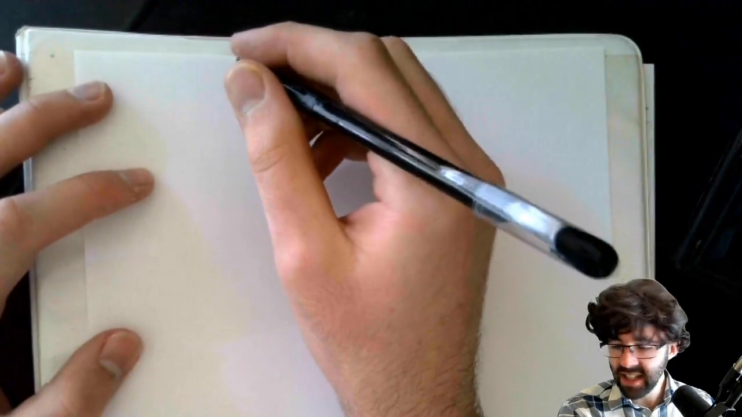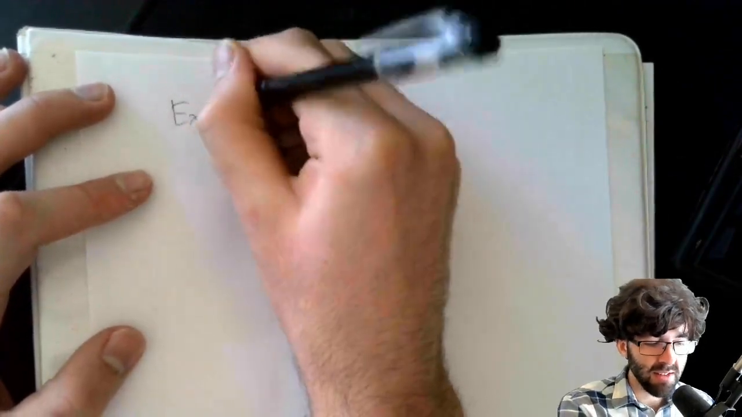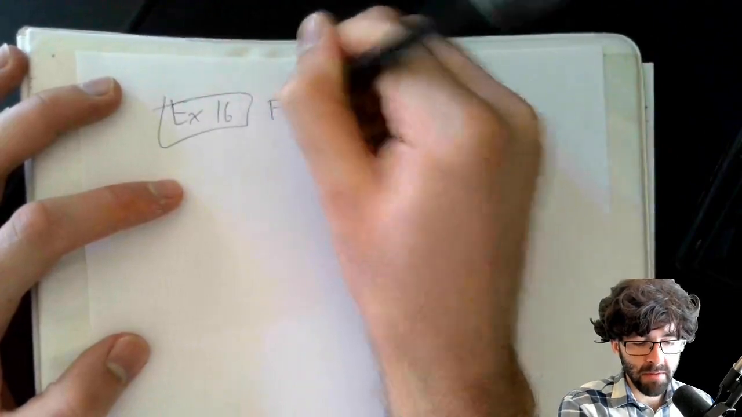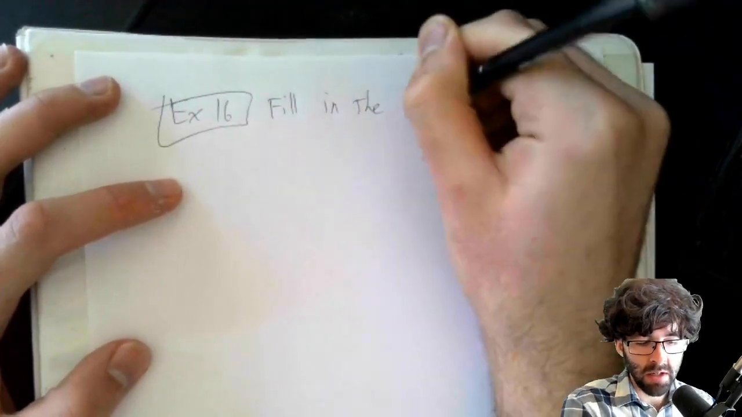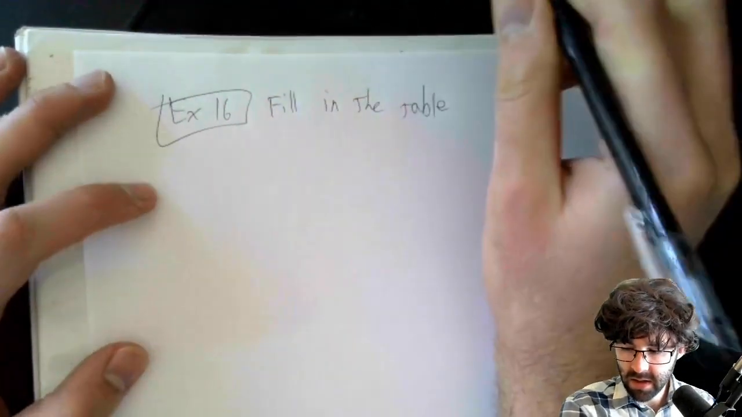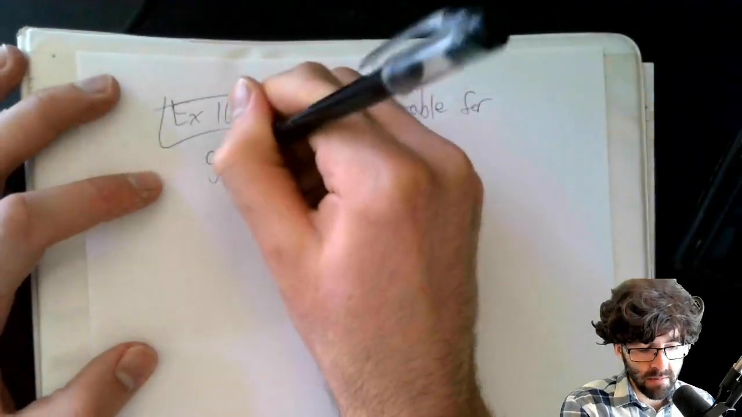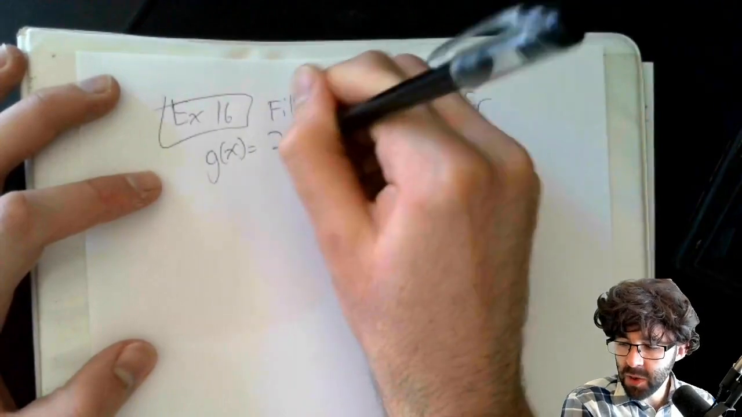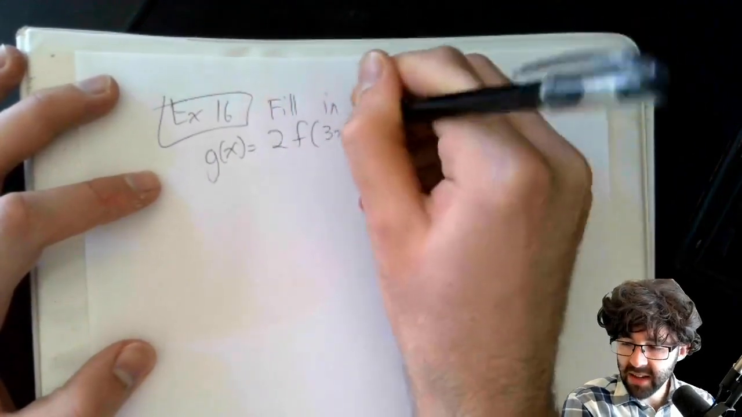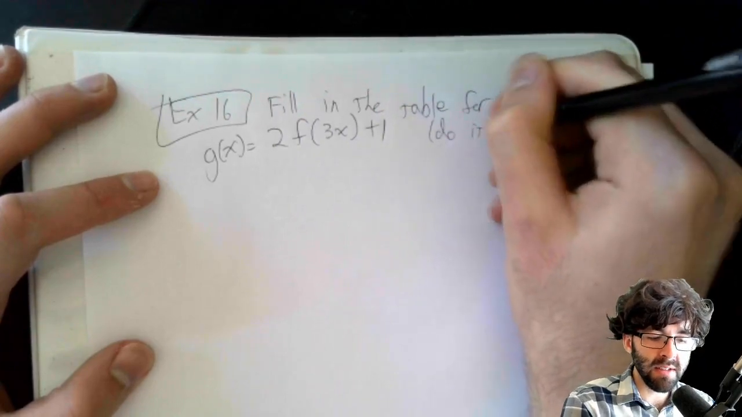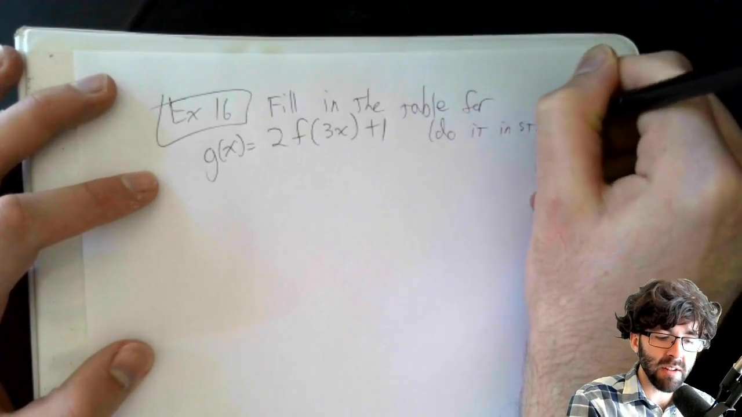Example 16. Fill in the table for g of x is equal to 2 times f of 3x plus 1. And do it in steps, just like we talked about.